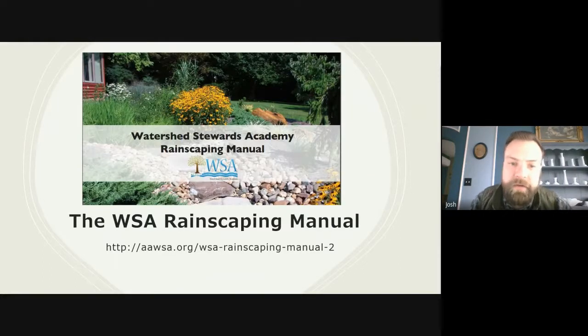To really dive into the individual considerations and constraints of stormwater BMPs, it's a good idea to review the WSA Rainscaping Manual, which can be found on our website here. It goes into a little bit more depth than the Rainscaping Field Guide, which you have a hard copy of.